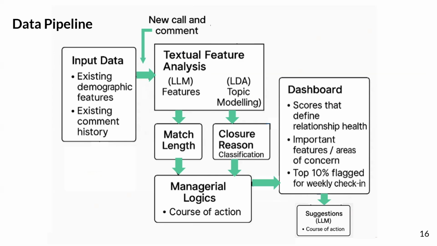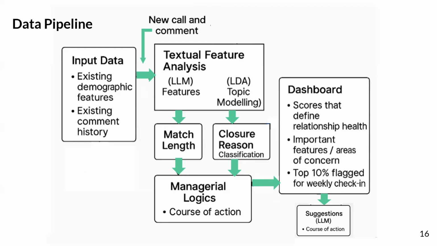From there, we branch into 2 predictive components: match length, where we forecast the likely duration of a match relationship, and closure reason classification, where we predict potential reasons a match may close, giving proactive visibility into relationship dynamics. These insights feed into a managerial logic layer, which distills the results into a clear course of action. This ensures that staff and case managers are not overwhelmed by raw data; they receive concrete, interpretable recommendations.